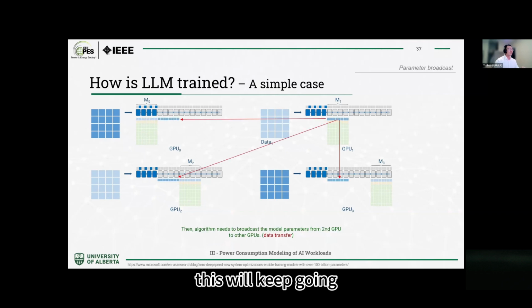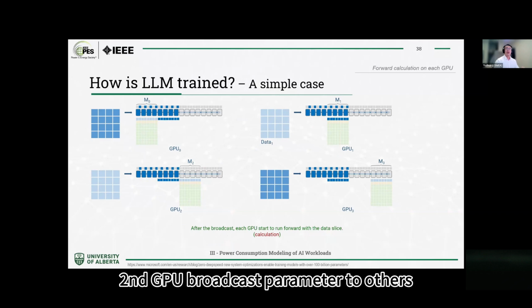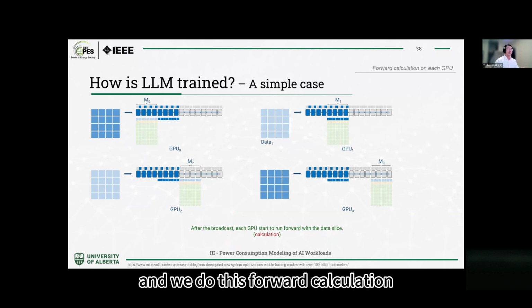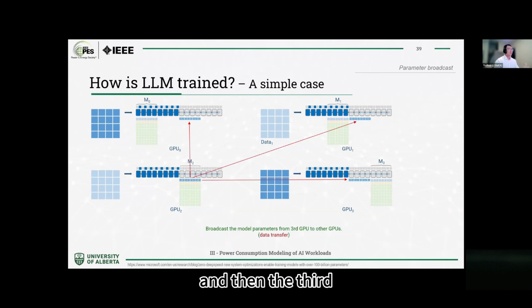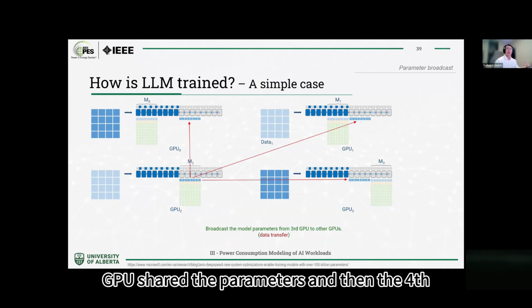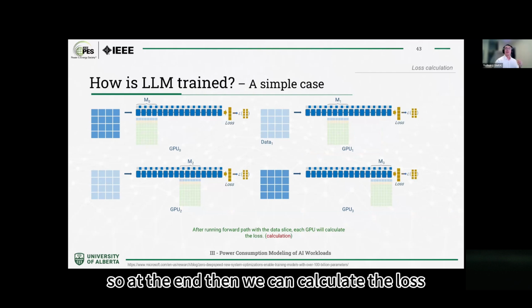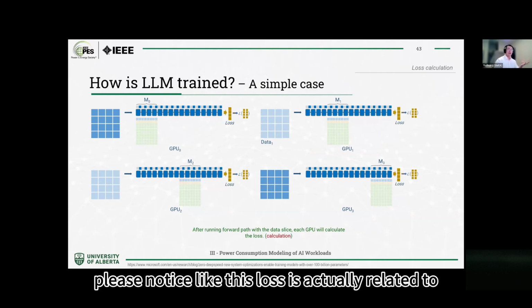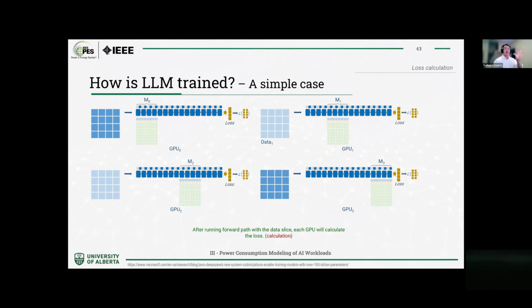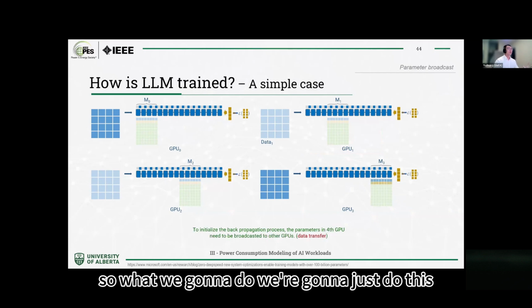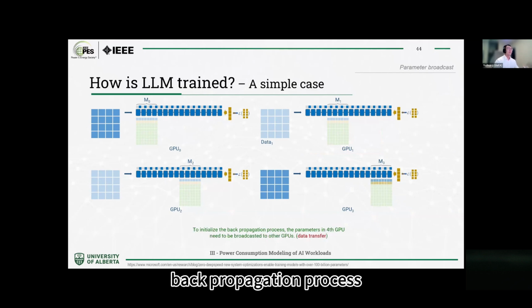This keeps going: the second GPU broadcasts its parameters to the others, and we do the forward calculation. Then the third GPU shares its parameters, and then the fourth GPU. At the end, we can calculate the loss. Please notice this loss is related to the data slice, so it's not complete. So we do the backpropagation process to calculate the gradients of the whole model.